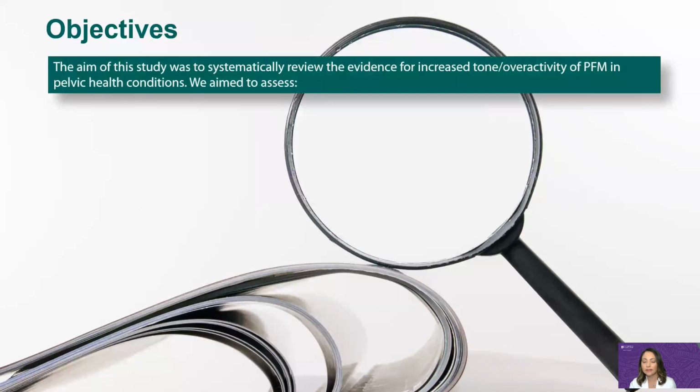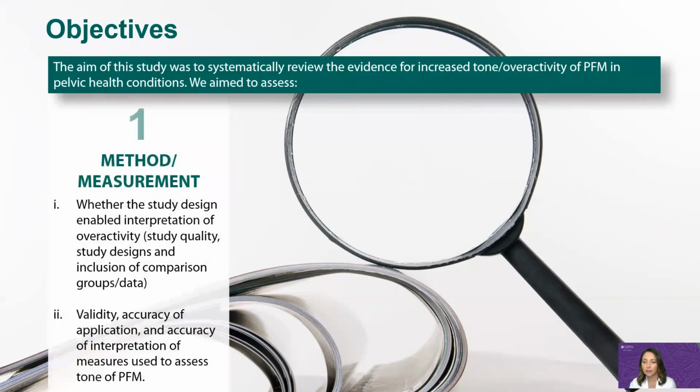The aim of the study was to systematically review the evidence for increased tone or overactivity of pelvic floor muscles in pelvic health conditions. We aim to assess method and measurement to address whether the study design enabled interpretation of overactivity, including study quality, study designs, and inclusion of comparison groups and data. We also address validity, accuracy of application, and accuracy of interpretation of measures used to assess tone.